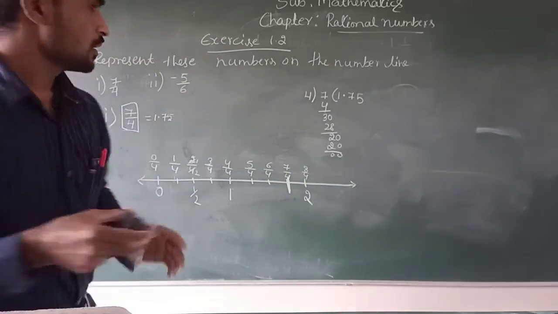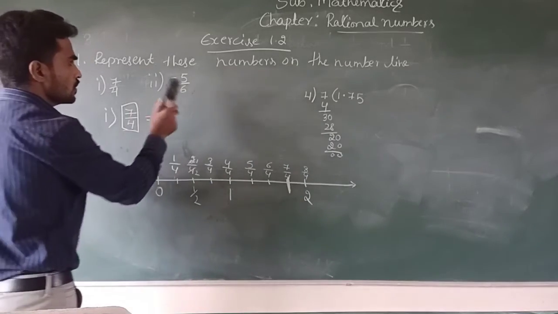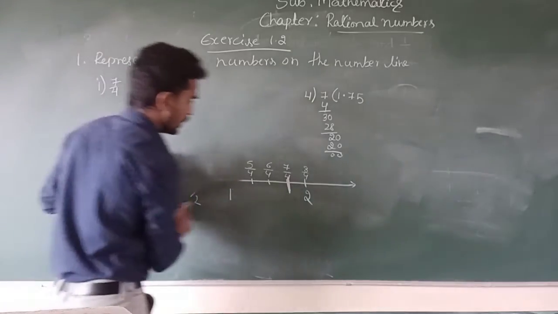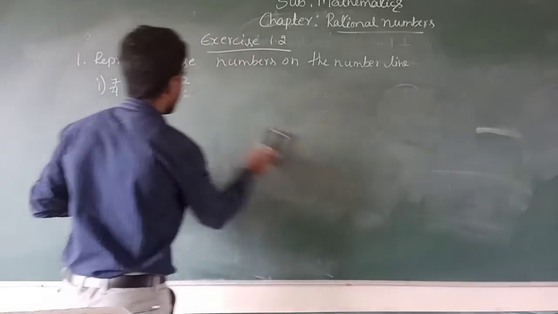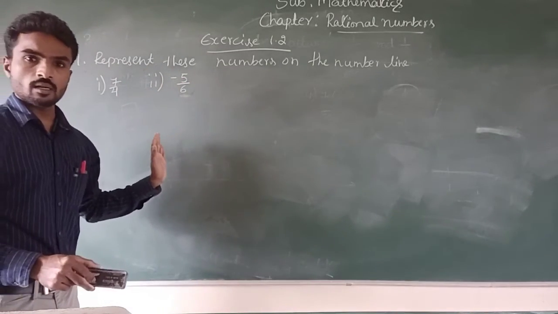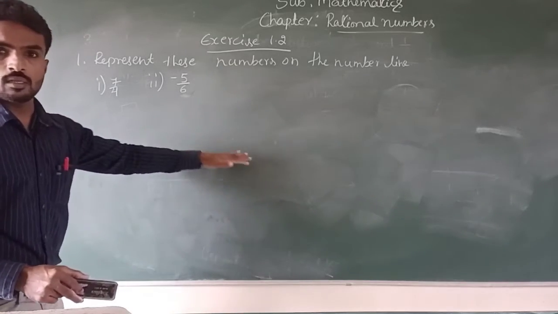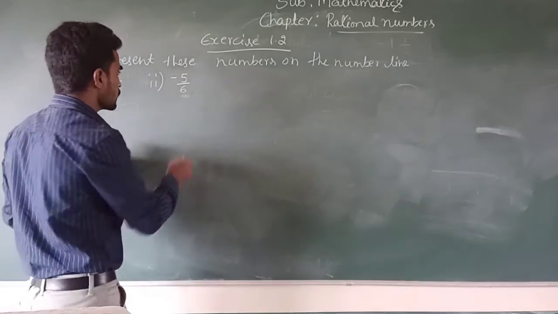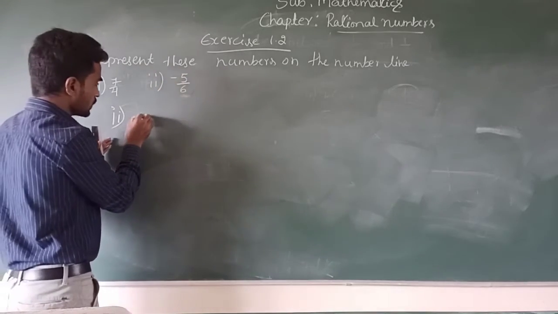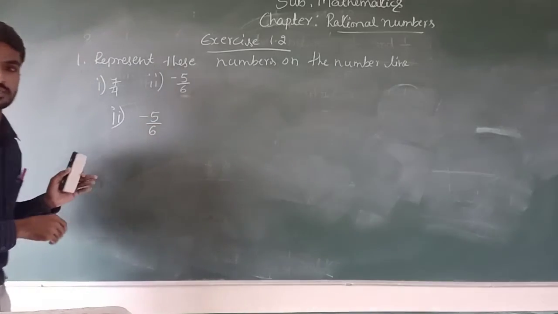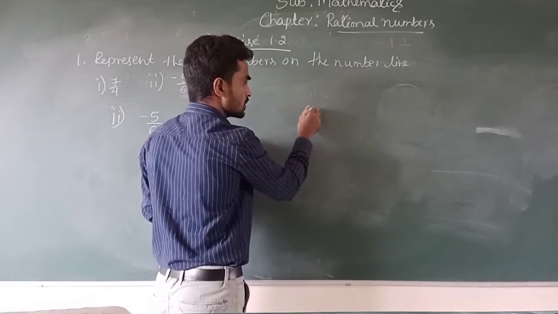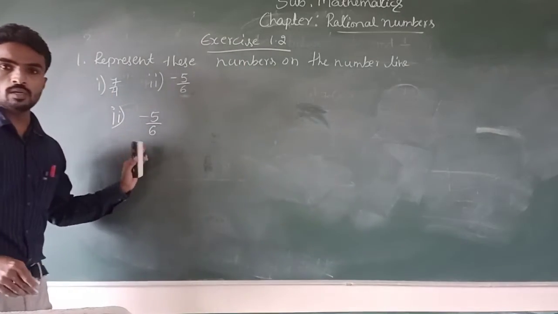Now we are going to represent minus 5 by 6 on the number line. Here the negative value is there, that means we can represent it like negative integers on the number line. We already know that. By using that we can represent minus 5 by 6. Here the value of minus 5 by 6 is less than 0 because negative is there.